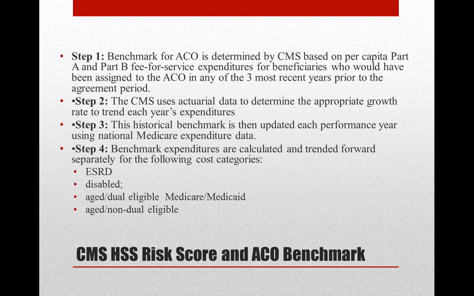They do segregate this into patients that have end-stage renal disease. They're in a special category, or patients that are disabled. Again, they get a bonus type risk score because they tend to use a little more resources, as do the Medicare and Medicaid patients. But most of our aged non-dual eligible patients don't.